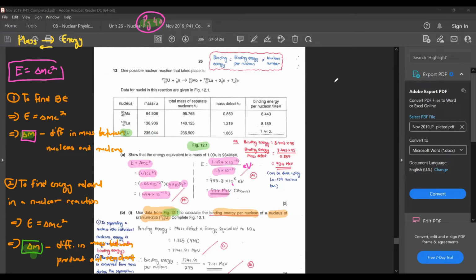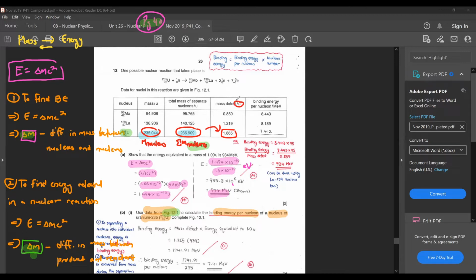Okay, maybe I use a different color. They've given you the mass of a nucleus itself, and then this one, they give you the mass of the nucleons. In other words, if I try to write it out for you, this one is actually the mass of your nucleus. This one is the sum of the mass of your nucleons. Okay, so you see there's a difference in the mass here, which is reflected over here. Okay, the difference in the masses is 1.865 u.